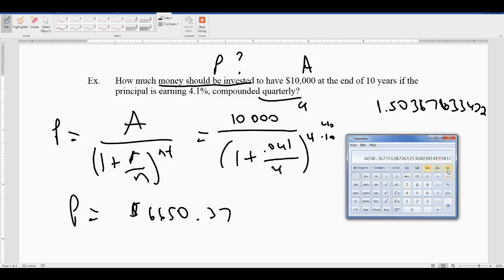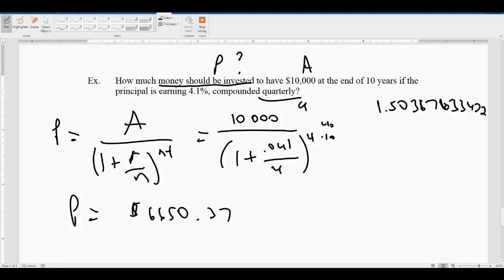Now if you know how to use your memory keys, you can do that. There's other keys you might possibly have. You might have an inverse key. I don't know if I want to show that or not. It's probably better just to go ahead and write them all out, just to be totally honest about it. So that's for the present value.